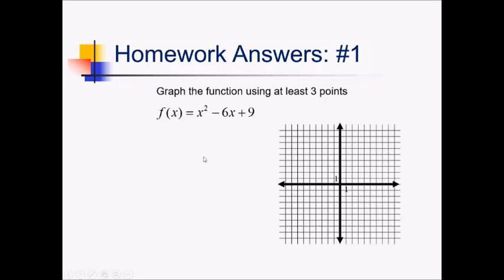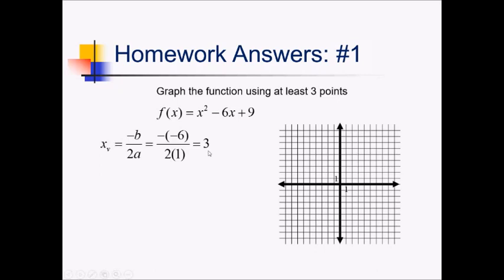Let me start by getting the vertex with negative b over 2a, my vertex formula. So that's going to be negative 6. My b value is negative 6. Over 2 times 1, we have an invisible 1 out there for the a value. Well, that's positive 6 over 2, which is 3. So that's the axis of symmetry, the x value of the vertex.